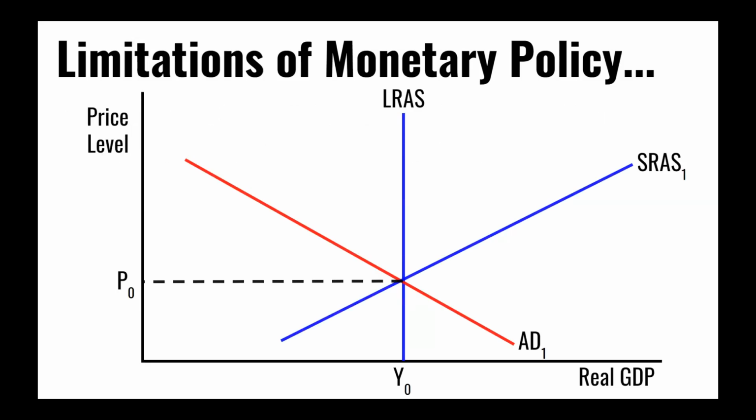So one of the limitations on monetary policy is that if you give too much money into the system, it's going to create inflation. But the other limitation is that in the long run, the economy tends to adjust itself. So unless the Fed is constantly playing with the market and the interest rate, the economy is going to end up bringing itself back to long-run equilibrium. So we can take a look at that process.